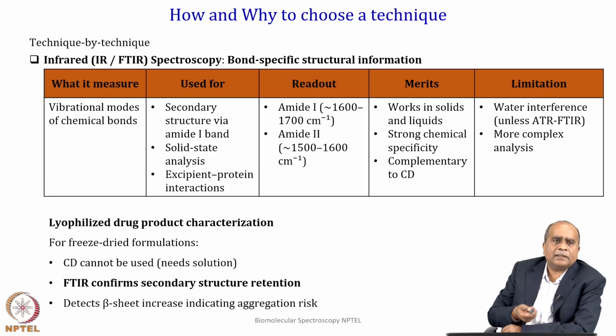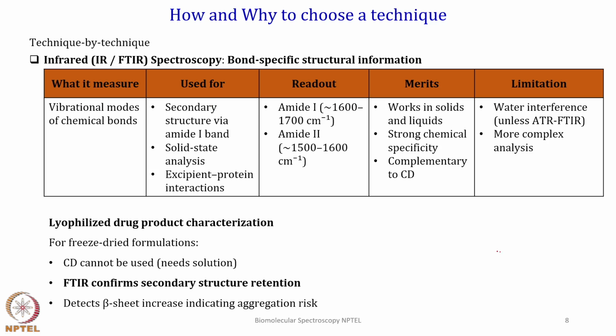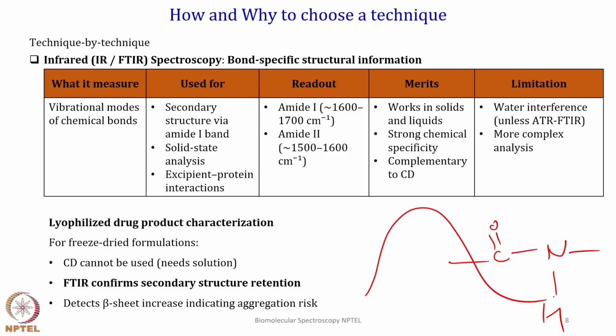Then moving to the third technique, infrared, IR or FTIR, where we get bond-specific structural information. It exploits the vibrational modes of chemical bonds. It measures the secondary structure through amide 1. If you remember, amide 1, amide 2, CONH, that is what we were measuring in FTIR. For secondary structure you get a peak, and you deconvolute to get alpha helix, beta sheet, random coil concentration.